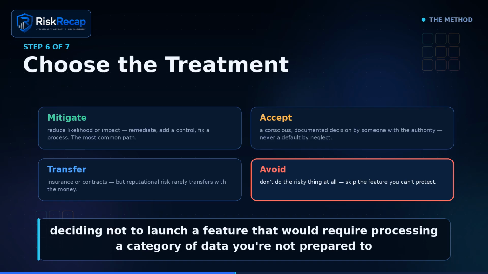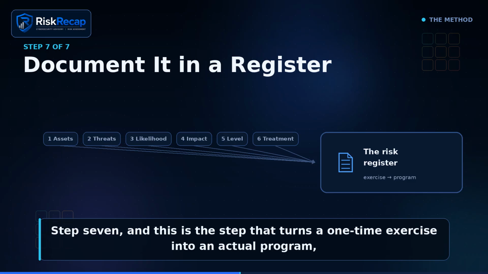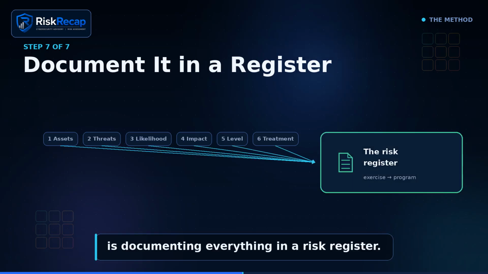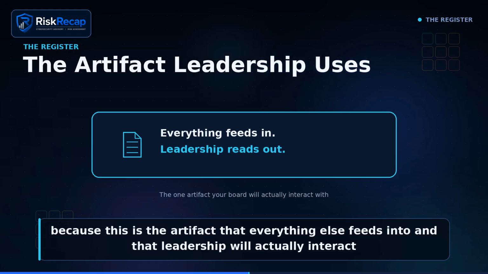Step 7, and this is the step that turns a one-time exercise into an actual program, is documenting everything in a risk register. Let's talk about what a good risk register actually looks like, because this is the artifact that everything else feeds into and that leadership will actually interact with.